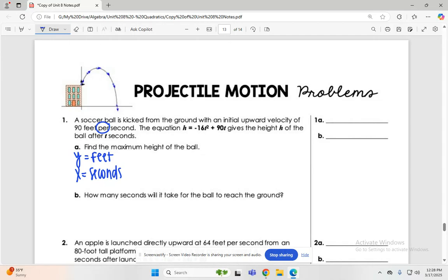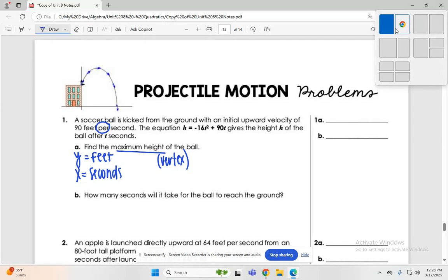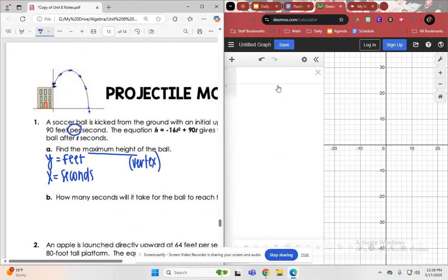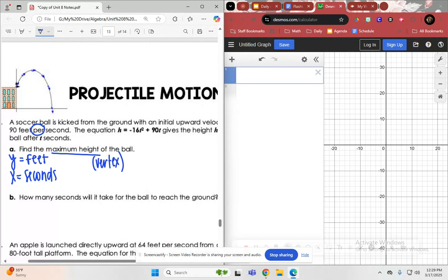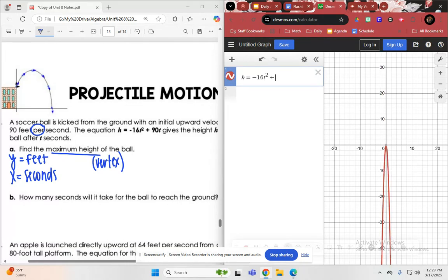So we are going to use Desmos just like we have been. So we are looking for the maximum height of the ball. So that is going to be our vertex. So then what we'll do here is we'll go over to Desmos and we'll type in our equation that we are given. So the equation is h equals negative 16t squared plus 90t.